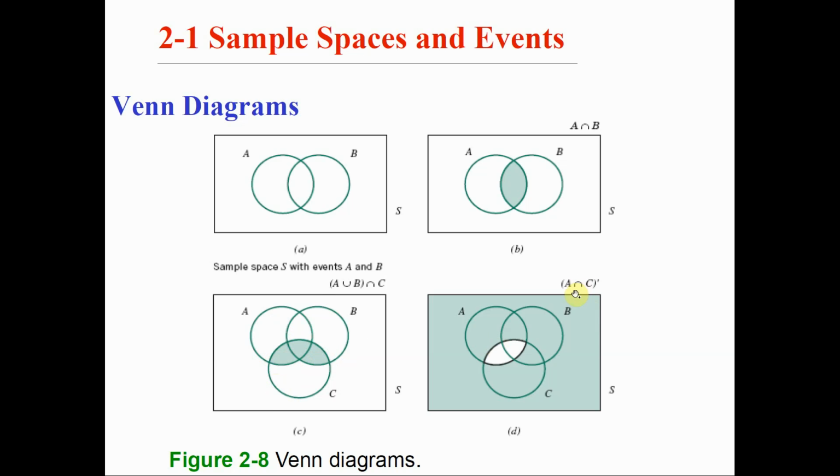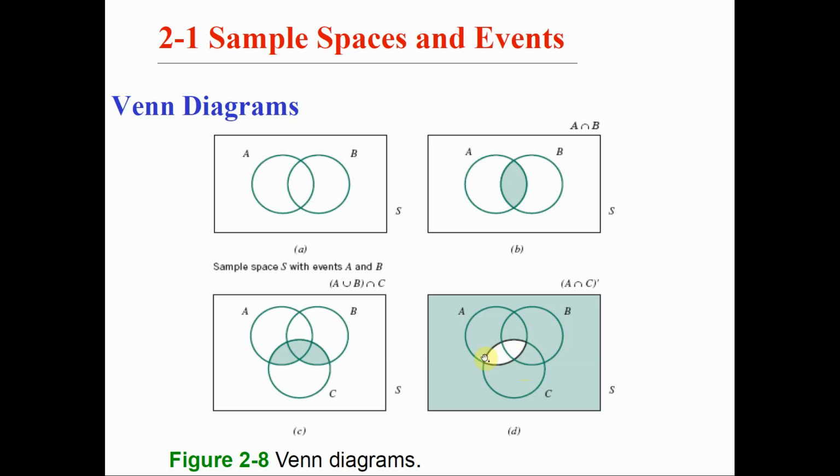Finally, A intersection C, all complement. The complement is outside the bracket. A intersection C, complement. What's A intersection C? That's event A, that's event C. A intersection C is the common between them, A and C. What's in A and in C, which means in between A and C? This is the white area, but this is not what we want.